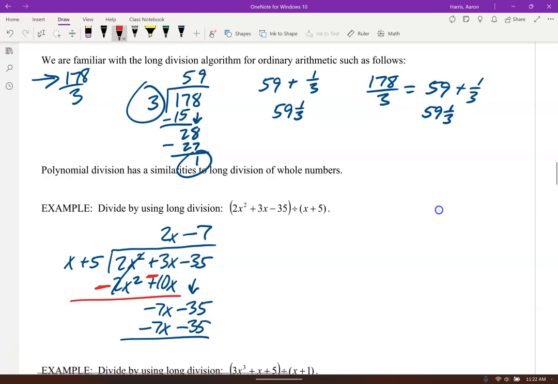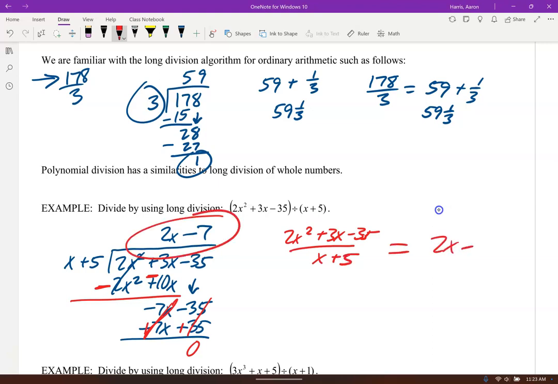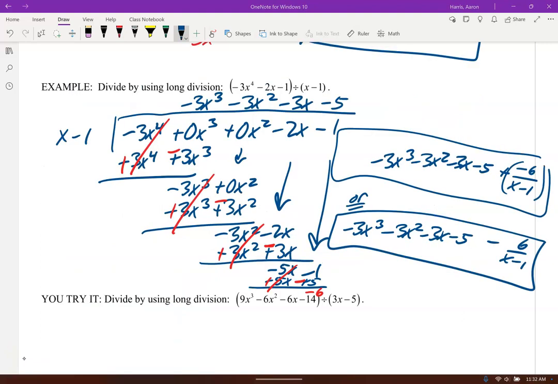And then don't forget you've got to change these signs because I'm subtracting that whole binomial. So change and change. And that's gone. Negative 7x plus 7x. By the way, that first term should always be gone or you did something wrong. And then let's see what our remainder is. Negative 35 plus 35. Oh, no remainder. So it looks like 2x squared plus 3x minus 35 divided by x plus 5 is just the quotient. Quotient because there's no remainder here. That's running through that one. And let's go ahead and have you work the next You Try It problem.